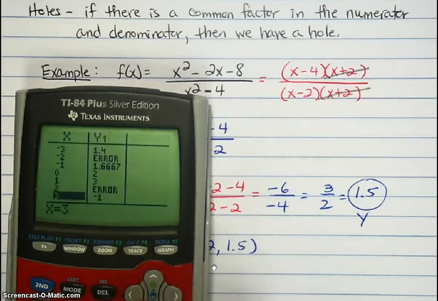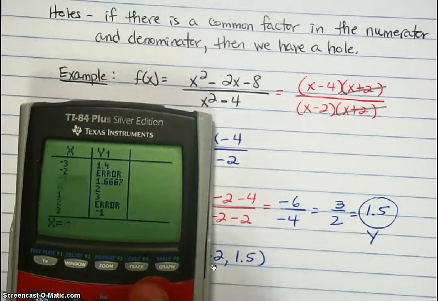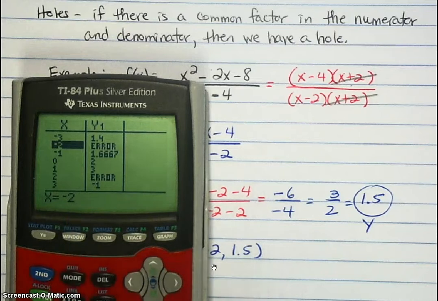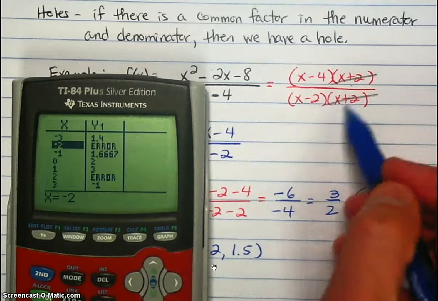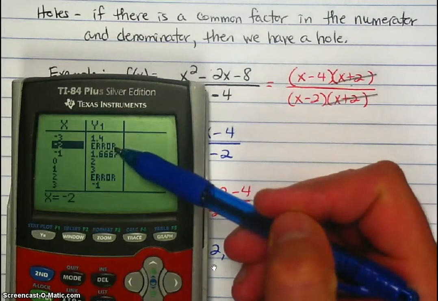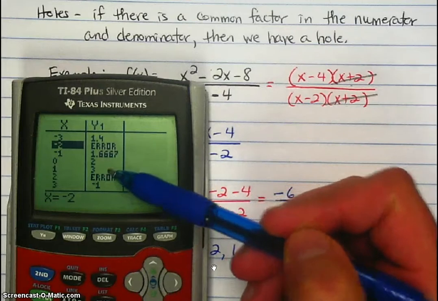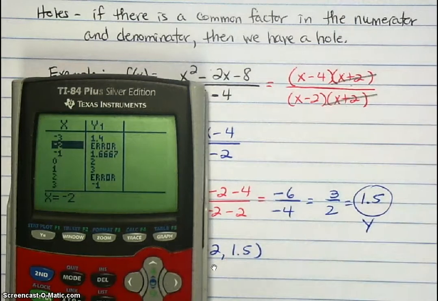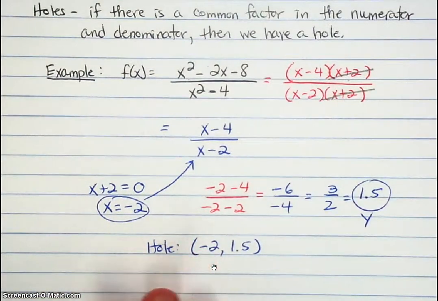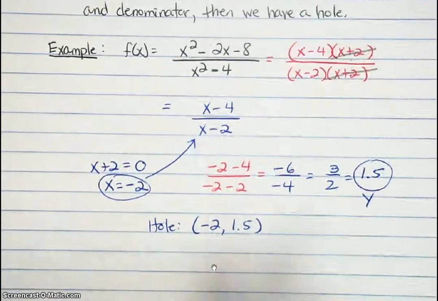When you go to the table and you find -2, which we said was our hole, notice you get an error message. And the reason you get an error is because we canceled out the x plus 2's and we have a hole there. So now not only are you going to get an error for your holes, you're also going to get an error for your vertical asymptote. So you'll have both of those. Now that will also factor into the domain for our problem. So we'll have to figure out, not only do we have to take vertical asymptotes out of the domain, we also have to take a hole out of the domain.